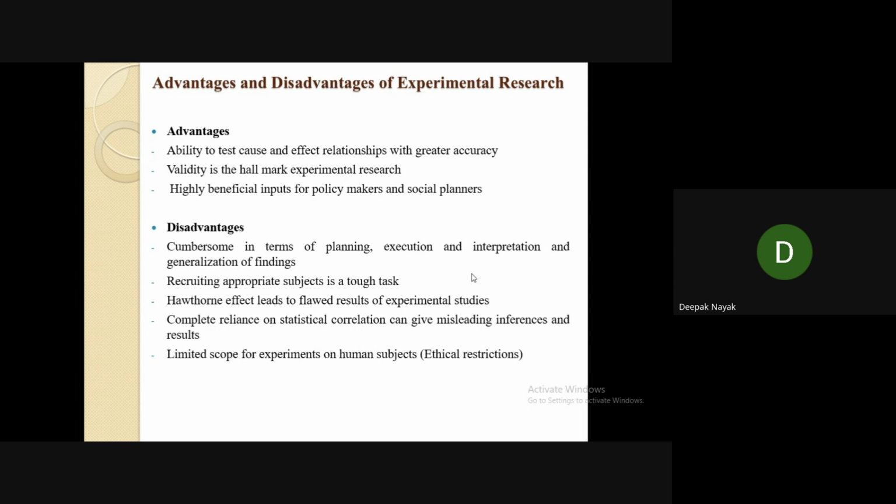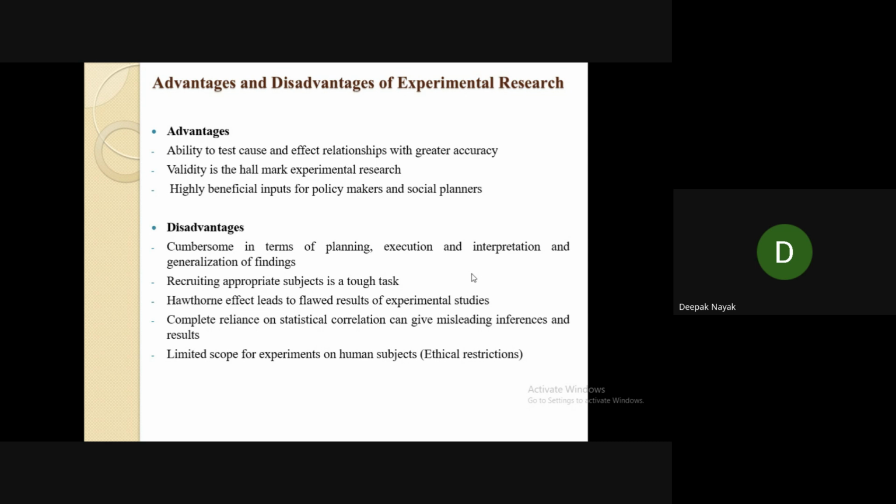Then very often complete reliance on statistical correlation and statistical inferences also gives some misleading results in experimental research. Critics of experimental research suggest that it should also include some qualitative contents or qualitative practices, so that it can improve the result.